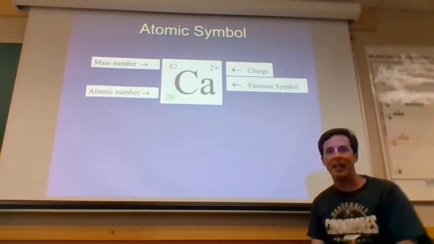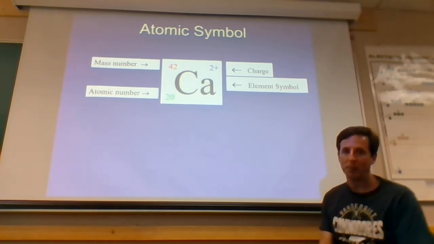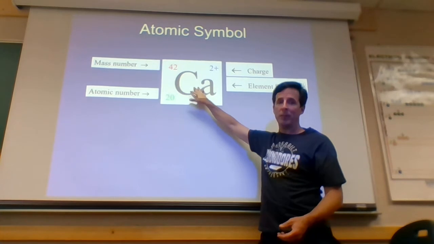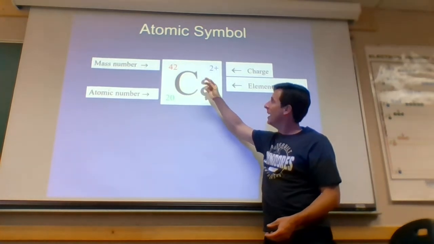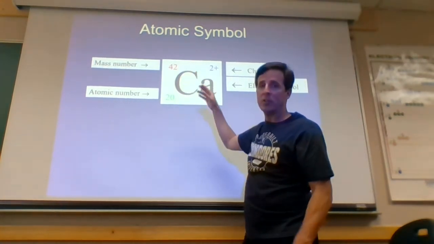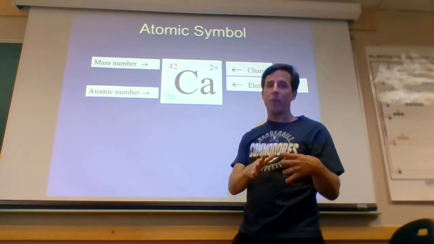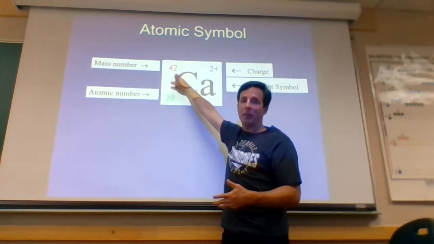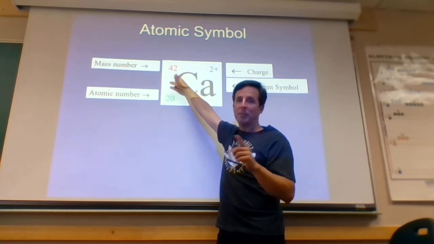So then we can take that and we can write an atomic symbol. An atomic symbol, of course, uses the symbol of the element with the abbreviation in the center, and then in the corners, each corner is reserved for a specific thing. So the upper left corner is the mass number. It's the number of protons plus neutrons.